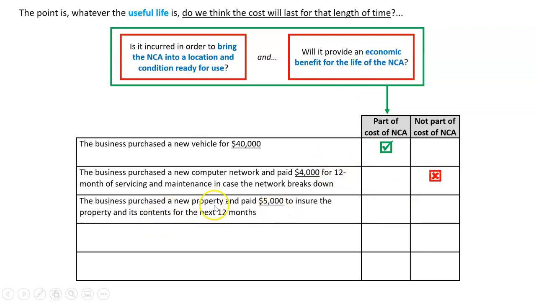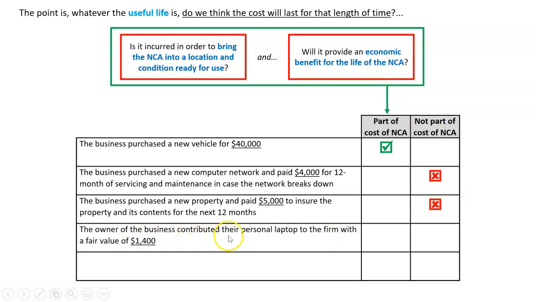The business purchased a new property and paid $5,000 to insure the property and its contents for the next 12 months. Technically, you don't need to have a property insured to use it. It's a bit dumb not to, so it probably doesn't meet that criterion, and it definitely doesn't meet this one, because a property is going to last a lot longer than the next 12 months. So it's not going to be for the life of the asset. So I'm going to say no, not part of the cost.